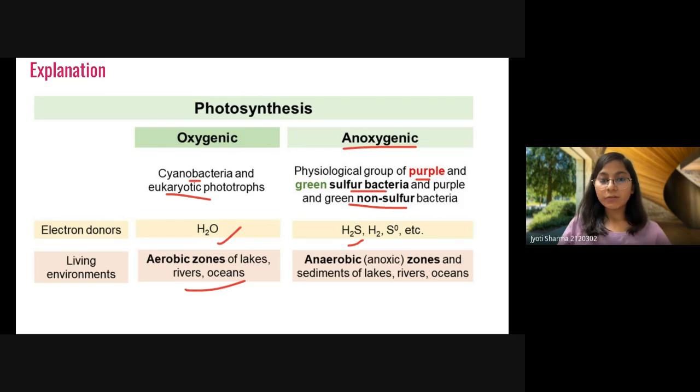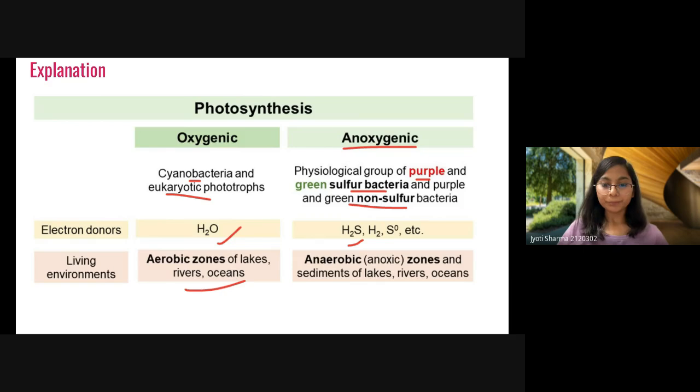But in anoxygenic photosynthesis there is an anoxic condition, meaning there is no presence of oxygen. So just keep in mind, bacteria are also doing photosynthesis, but in that photosynthesis oxygen is not being released because they are not utilizing water as the electron donor, they are utilizing H2S as the electron donor, and because of that the byproduct is elemental sulfur but not oxygen. And this is the difference between the photosynthesis of bacteria and the green plants.